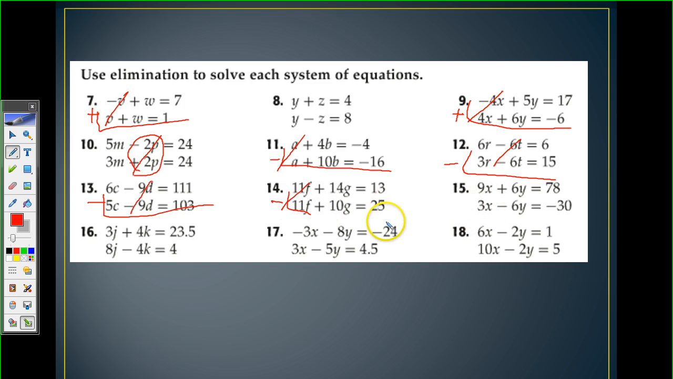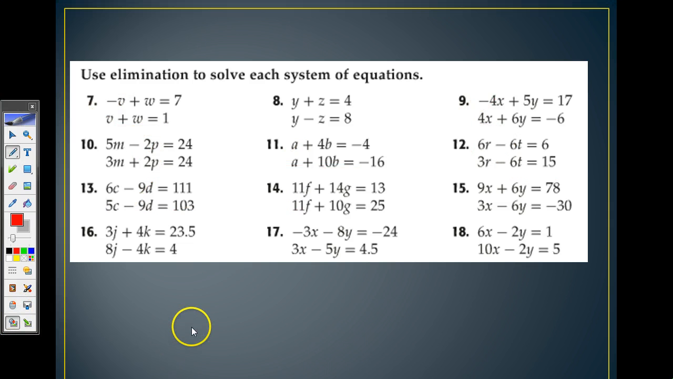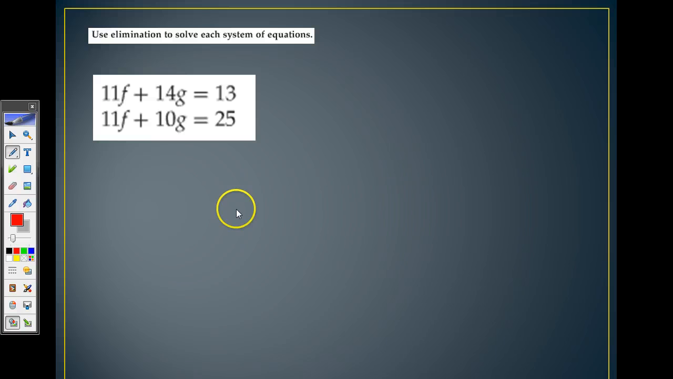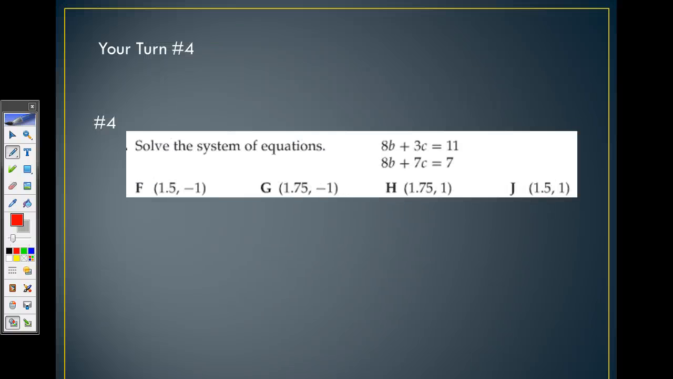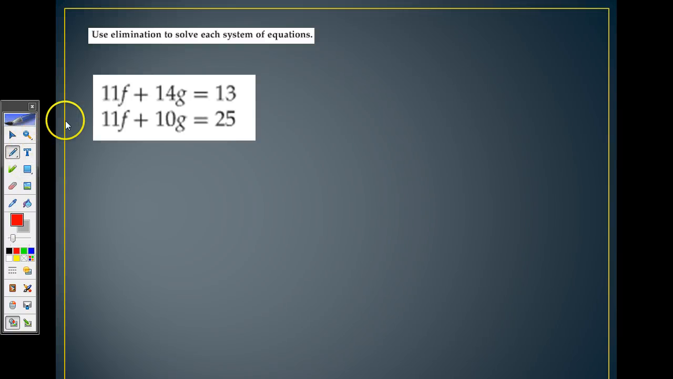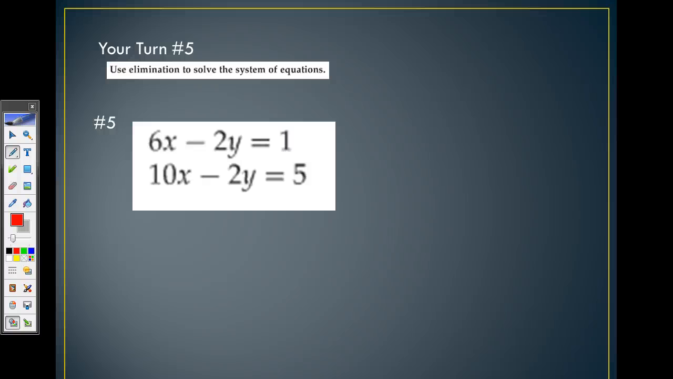Okay. So now you kind of get the idea of what to do if you are to add or subtract. So go ahead and solve this question. I believe this was number 5. Sorry, I didn't label it. This is your turn, number 5. And this is your turn, number 6.